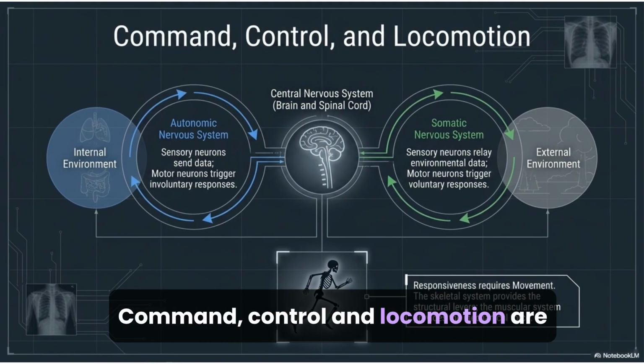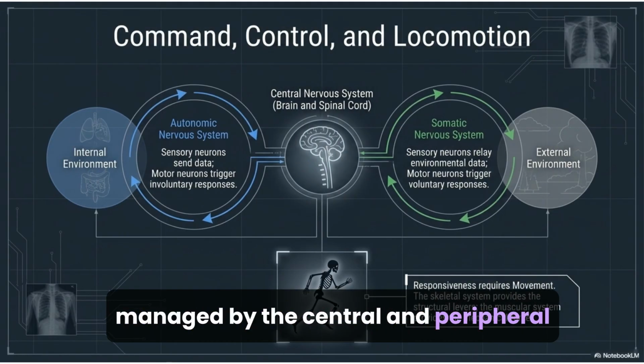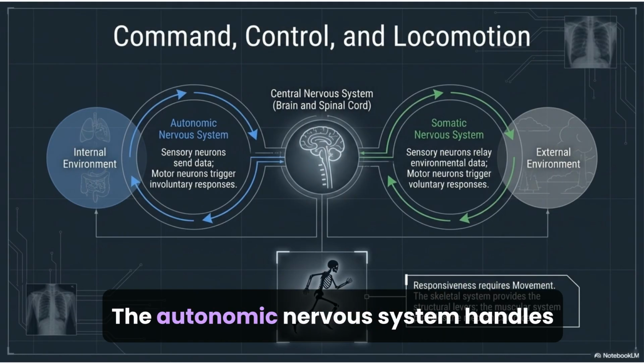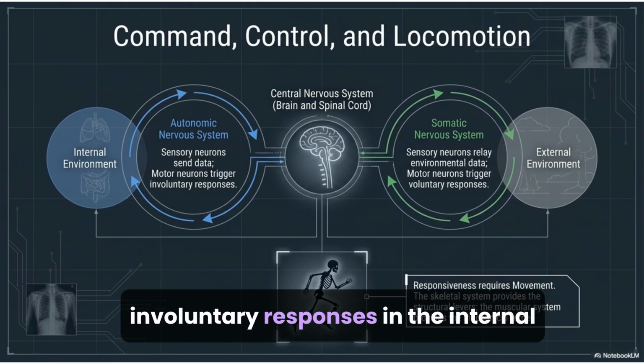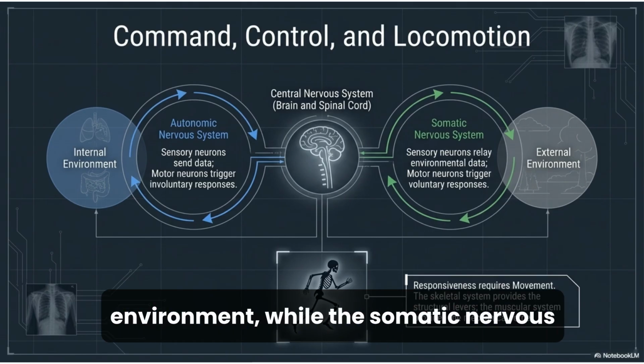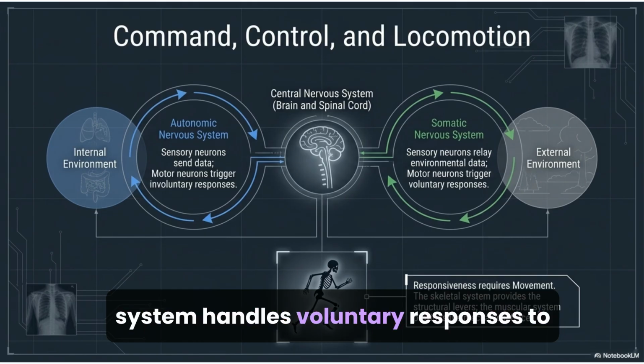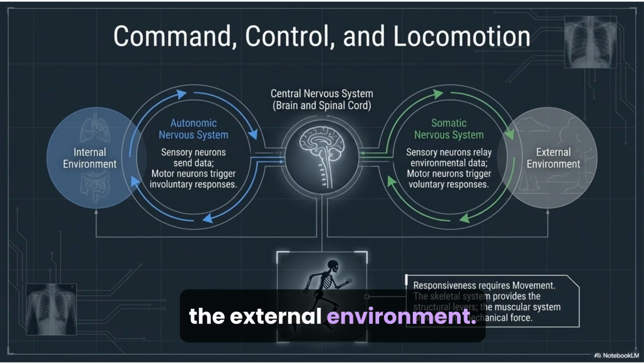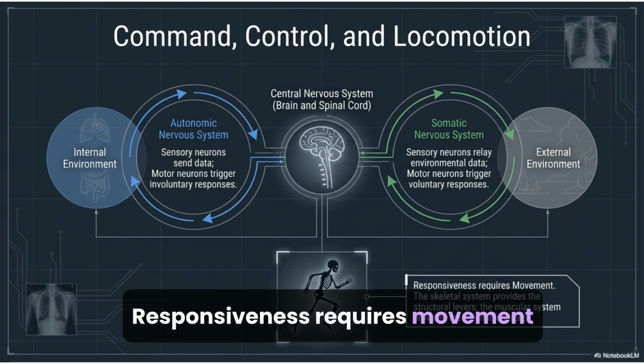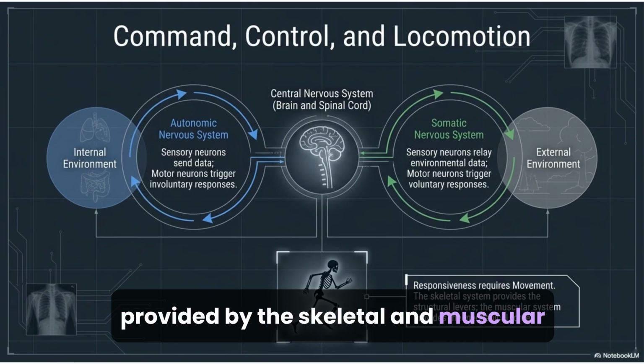Command, control, and locomotion are managed by the central and peripheral nervous systems. The autonomic nervous system handles involuntary responses in the internal environment, while the somatic nervous system handles voluntary responses to the external environment. Responsiveness requires movement provided by the skeletal and muscular system.